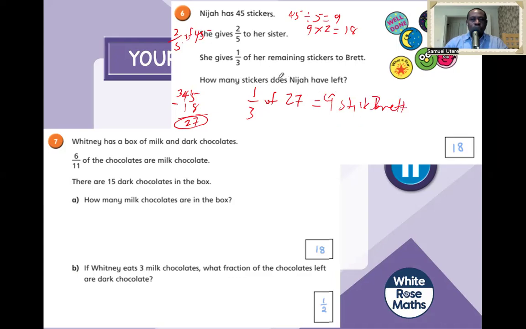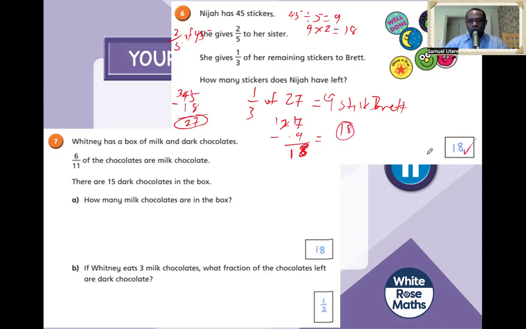All right. Now, how many stickers does Nija have left? So we know that she had 27. She had given 1/3 of that, which is 9. So 27 minus 9 will be, so we carry 1 from here. That's 1. 17 minus 9 is 8. And then we have 1 there. Okay, 1 minus 0. So she has 18 stickers left.